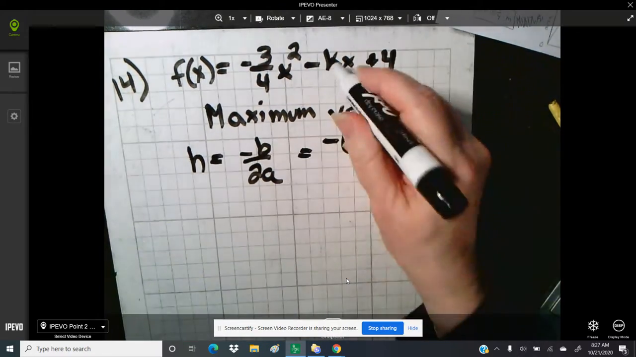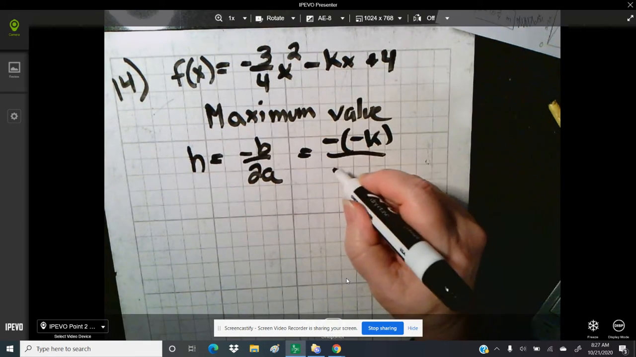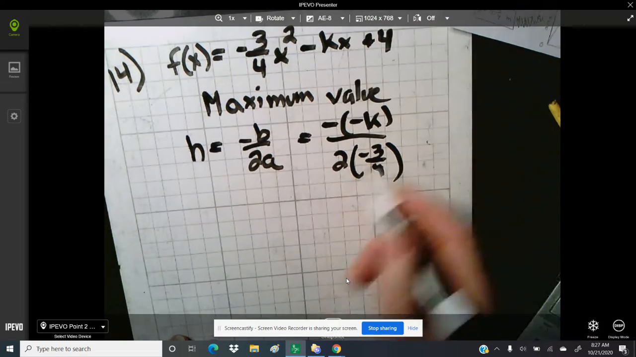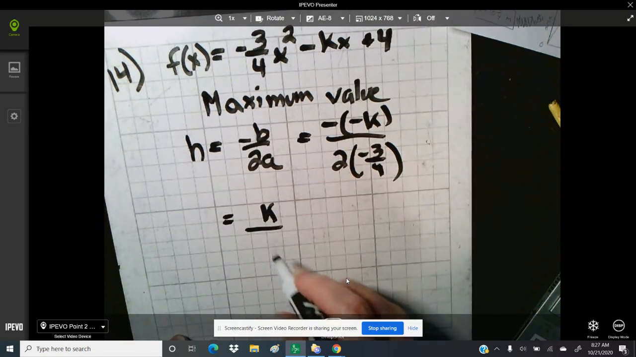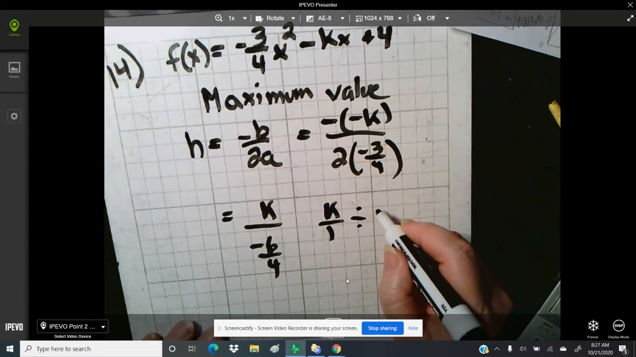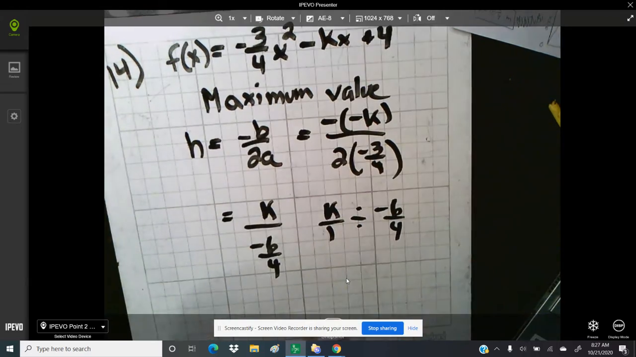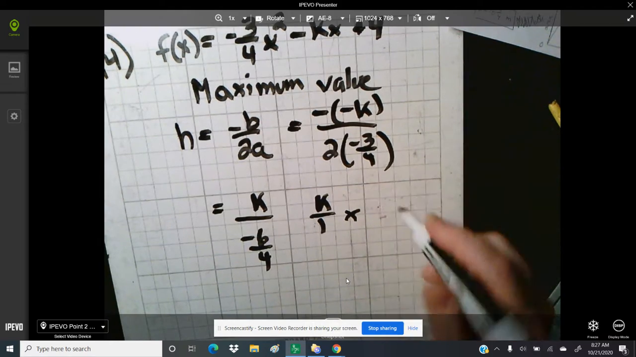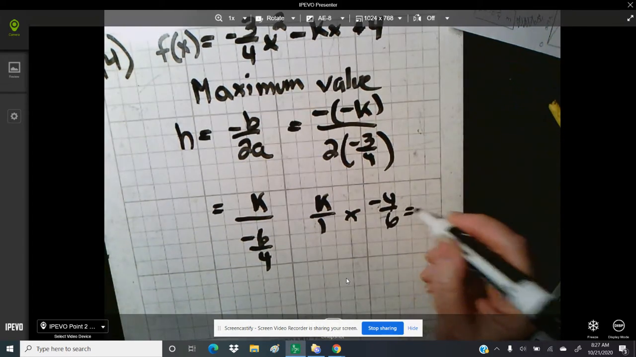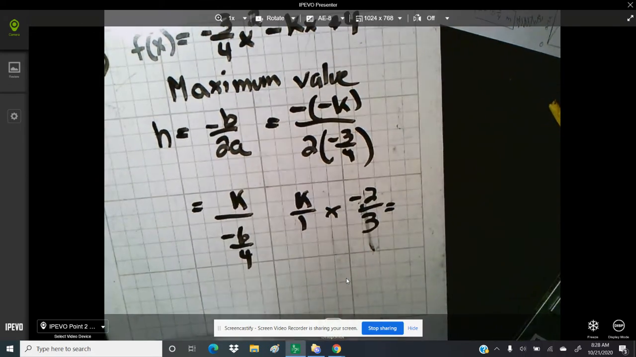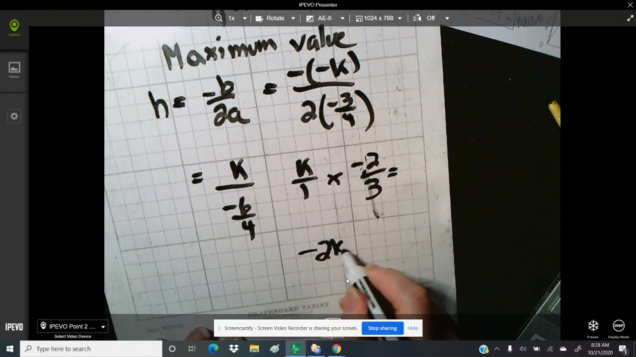So I have minus, my b value is minus k over 2, and my a value is minus 3/4. So let's just simplify this. That would be a positive k over minus 6/4. Remember, this is like saying k over 1 divided by minus 6/4. When you're dividing fractions, you change this to multiplication and flip it, so it becomes minus 4/6, which I can simplify to 2/3. And so this is going to become minus 2k over 3.